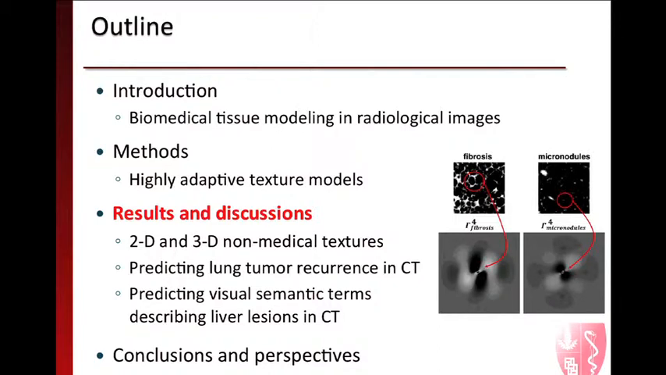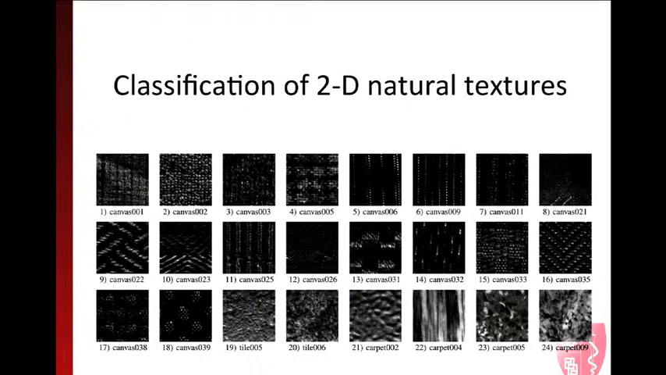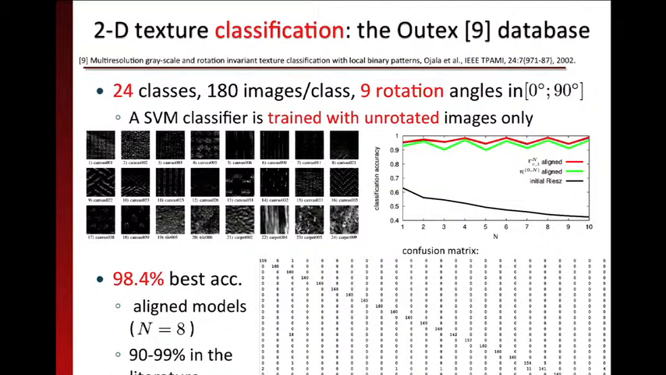So first, we will use the models to classify 2D and 3D non-medical textures. We will start with this database, which contains 24 classes of different carpets and rugs. This is a database that's well used in the literature to compare texture analysis algorithms. It's the Outex database, and it contains 24 classes. There are 180 images per class, and those classes are rotated using 9 different rotation angles.